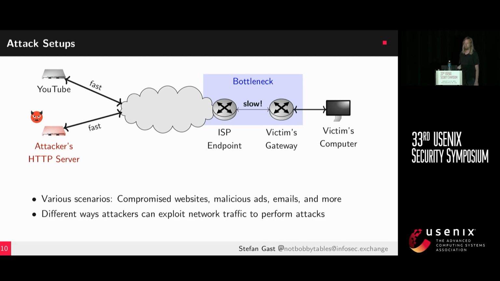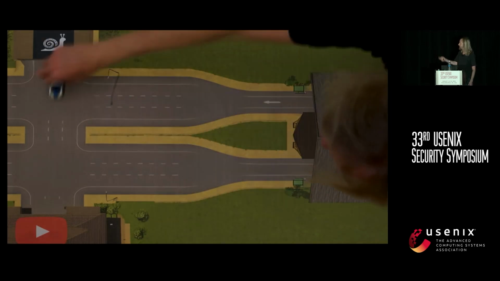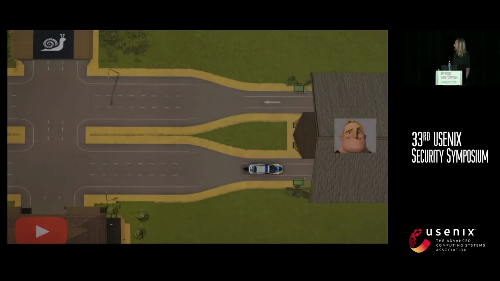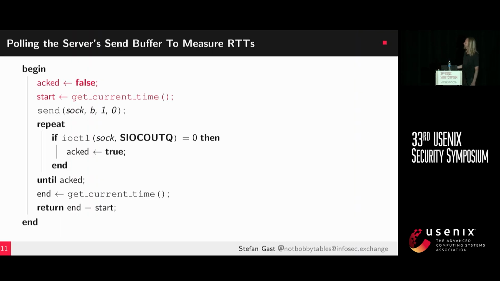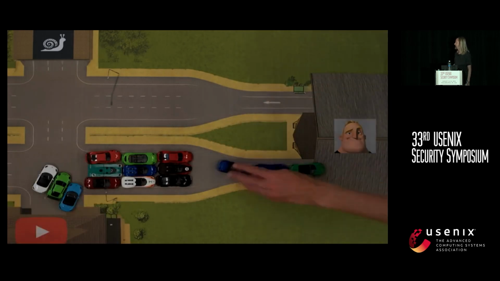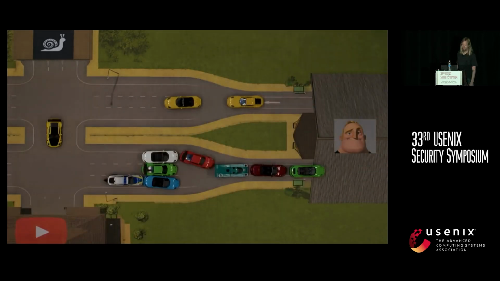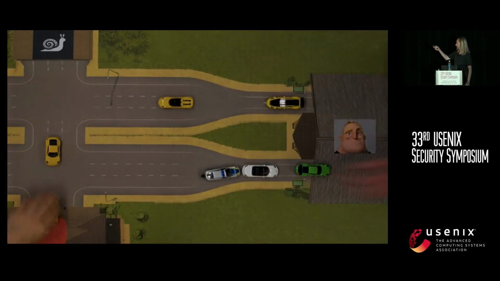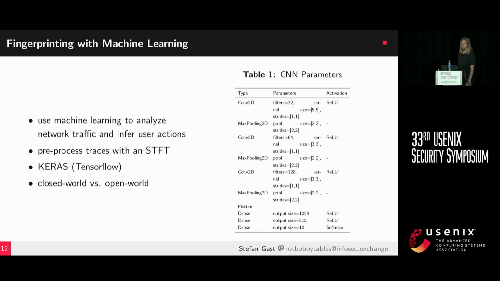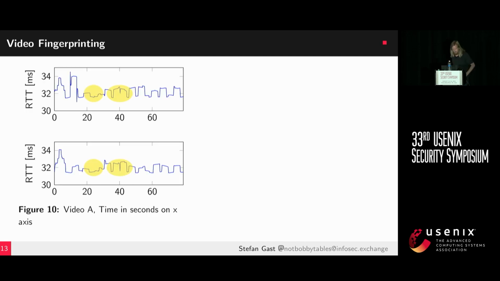There are multiple ways to actually mount these attacks. How does it work? We have our attacker server, which sends out small TCP packets. In the idle case, there's no delay. Let's skip that because we are a little bit tight on time. But in the busy case, you see there's congestion on your bottleneck, on your internet connection, and finally the probe packet from the server is delayed. We then perform some machine learning.